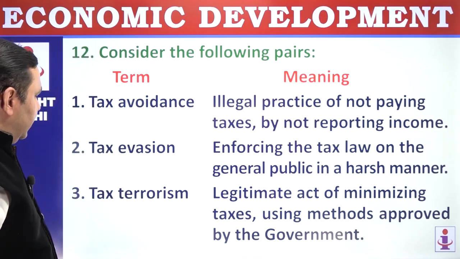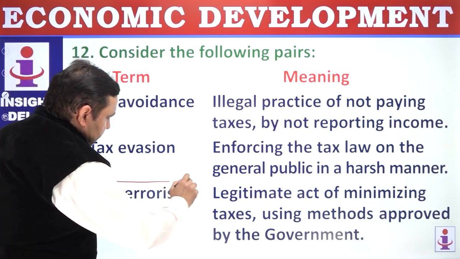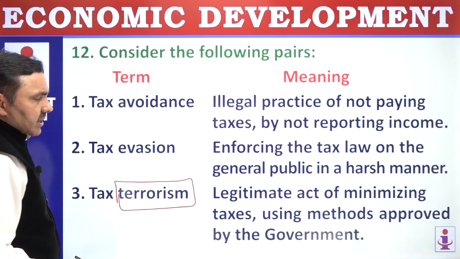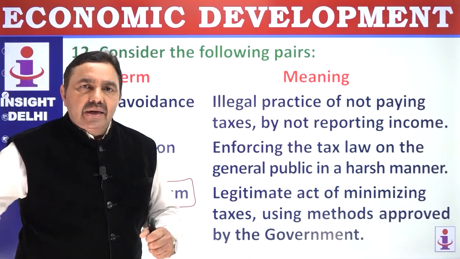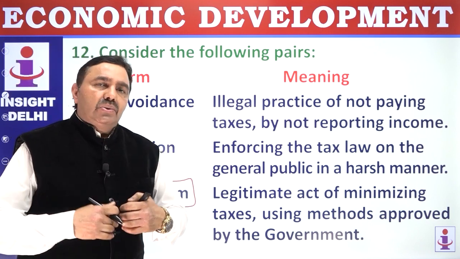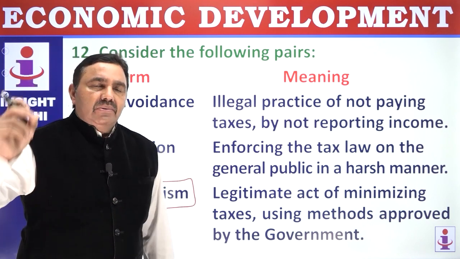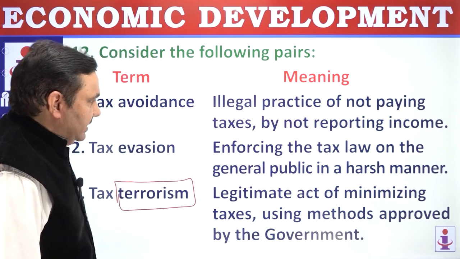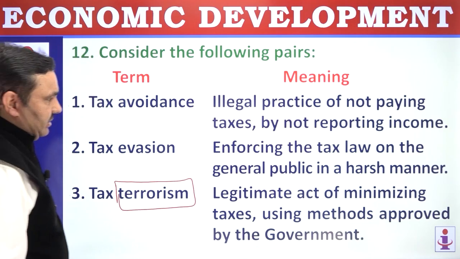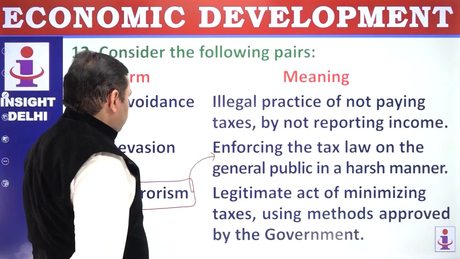Tax avoidance, tax evasion, tax terrorism. Tax terrorism, you might have heard, this is in the context of the government agencies putting too much pressure on taxpayers. Carry out raid here, carry out search there, send notices to this or that person. If somebody is earning 1,000 rupees, give them notice of 2,000 rupees demand. So that kind of behavior of government agencies is called tax terrorism. Enforcing tax law on general public in a harsh manner.